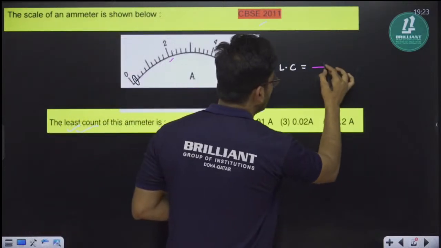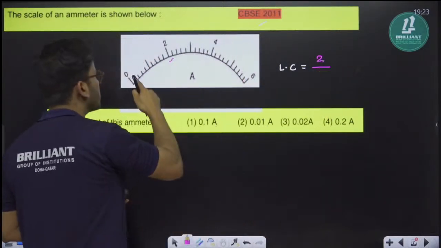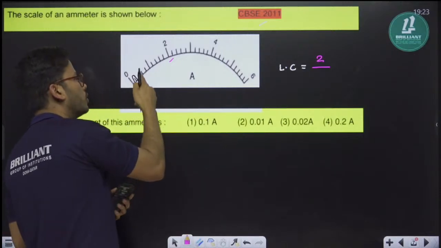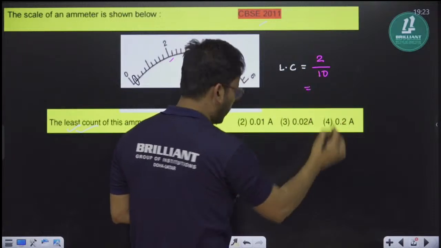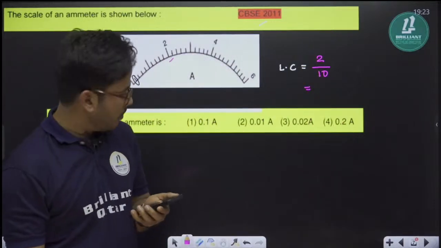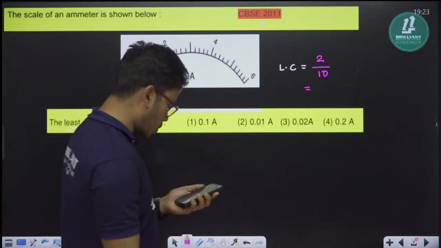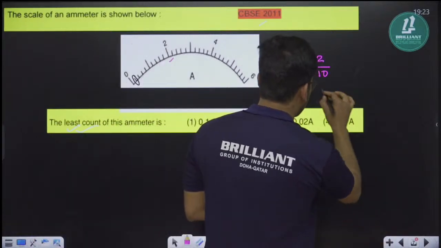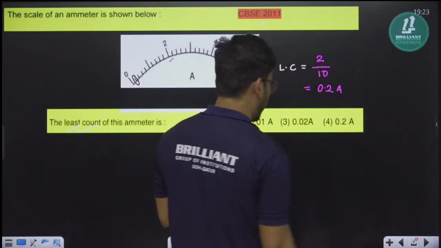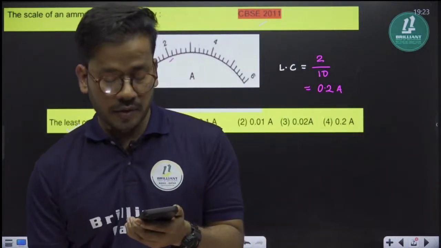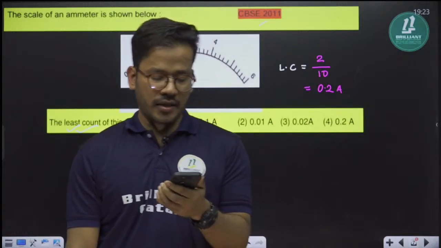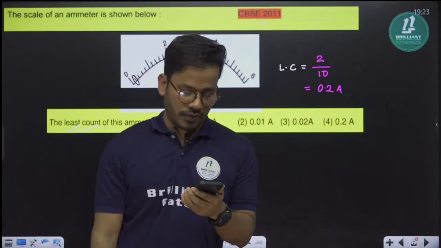Alright, so I'll put 2 divided by the number of divisions. How many divisions do you have? Just count: 1, 2, 3, 4, 5, 6, 7, 8, 9, 10. So 2 divided by 10. What's going to be your answer, guys? 0.2. Perfect, Samir. 0.2, and it is ampere. So that's how you figure out the least count: value measured in nth division divided by number of divisions.